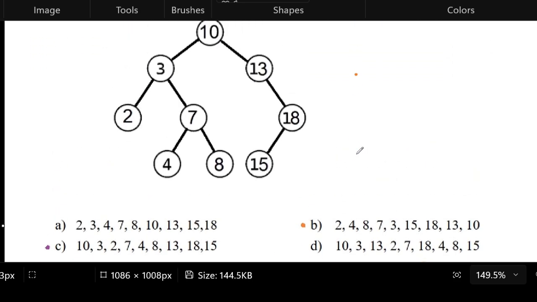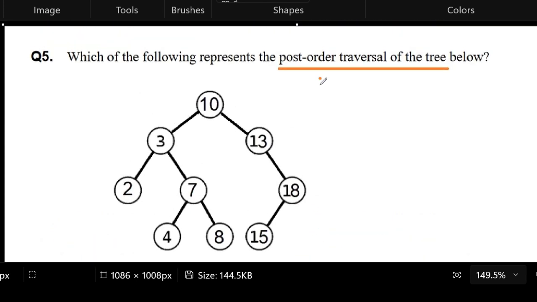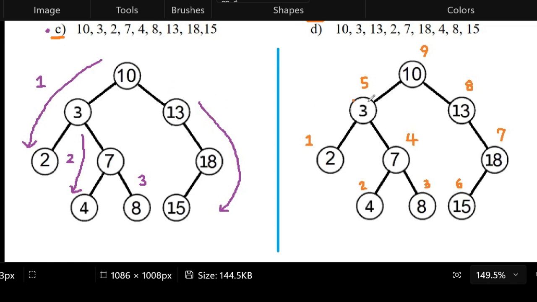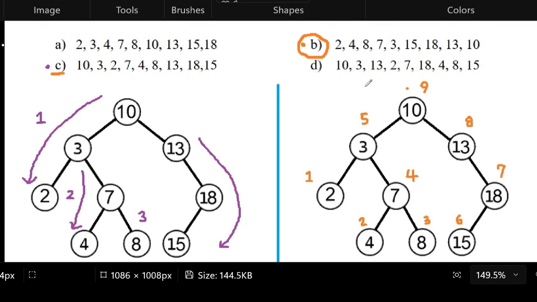For this question, I thought that letter C would be the correct answer, but it turned out that letter B is the correct post-order traversal of the tree. Now, let's see why I chose letter C and why letter B is really the correct answer. Actually, I think that you can quickly try out all the choices.